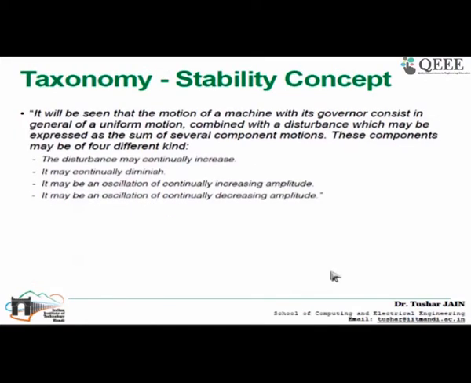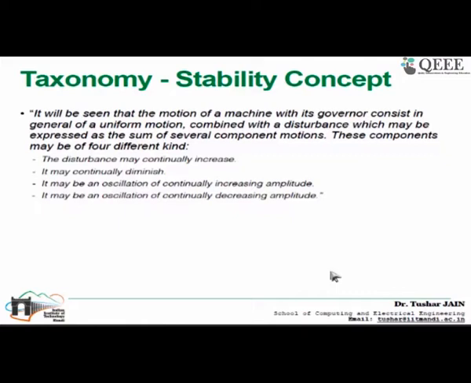So what he says, pay close attention to the statement. This was the exact statement copied from his 1868 paper: "It will be seen that the motion of a machine with its governor consists in general of a uniform motion combined with a disturbance which may be expressed as the sum of several component motions." He wants the motion of the governor to be a uniform motion, without any response behaving weirdly.